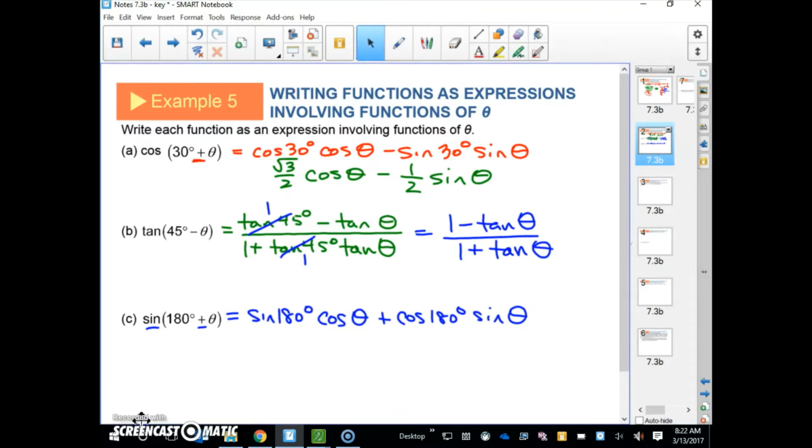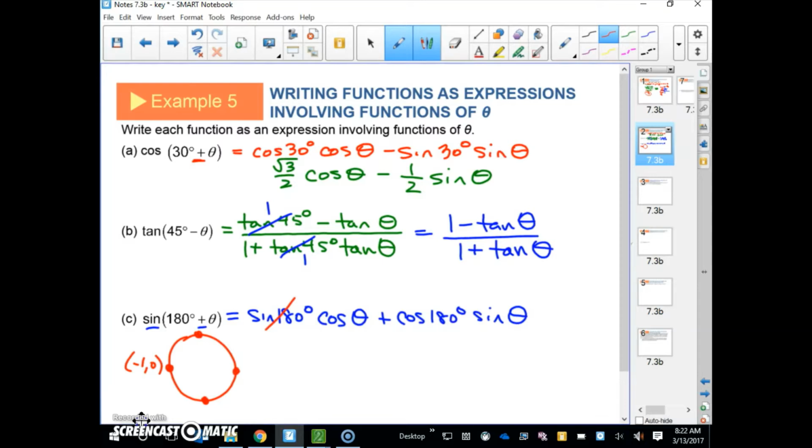I find the students aren't nearly good enough at their quadrantal angles. And anytime you have a 180, anytime you have a quadrantal angle, I'm looking at the circle. I'm not really looking at the chart anymore. 180 degrees puts me over here at this point, -1, 0. And so everybody in here ought to be able to tell me what sine 180 is. What's sine 180? 0, right? It's the y coordinate. And what's cosine 180? -1. Cosine 180 is -1.